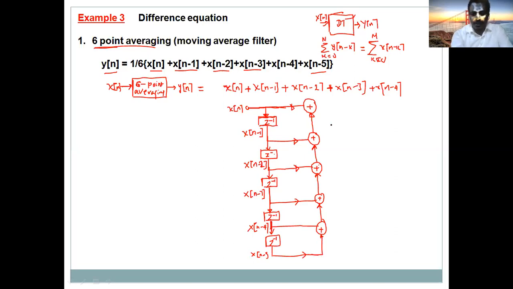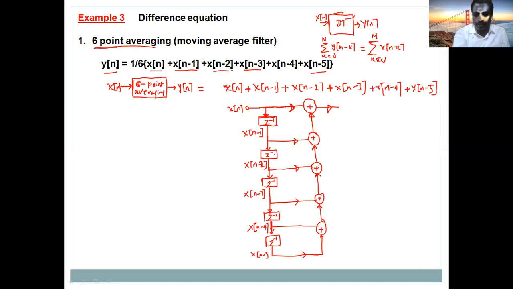Look here. So what do you get at this circuit output? X of n comes here plus x of n minus 1 added here plus x of n minus 2. All the input, the present input x of n, and the 5 most recent inputs up to what? X of n minus 5. Okay, 5.